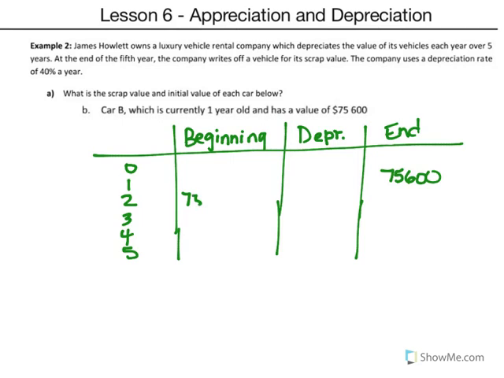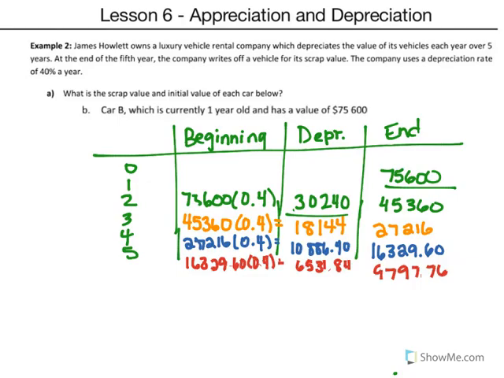So 75,600, and we're going to times it by 0.4. So 40% of that number is $30,240. Take 75,600 minus 30,240, and you should get, just kidding, I'm looking at the wrong part of the table. This should be 30,240. When you subtract that number, you should get 45,360. So I want you to pause the video and fill in the rest of this table for how much the car's depreciation is.